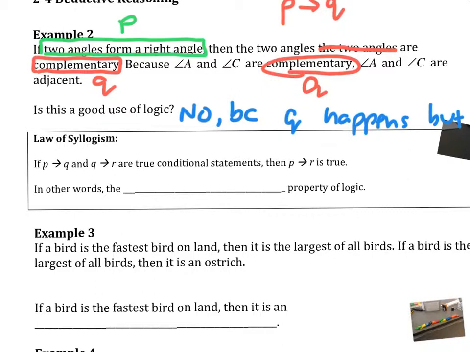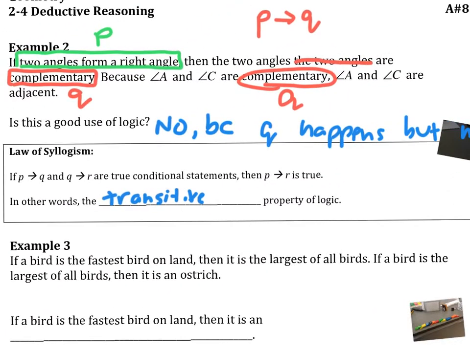So what would this be called? One way to simply call this is the transitive property of logic. The transitive property of logic. Or another way to consider this is to consider it as the dominoes.